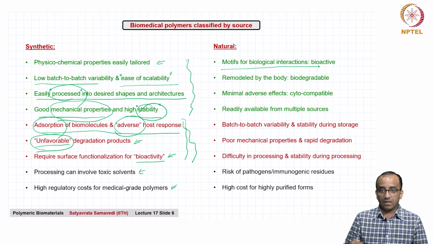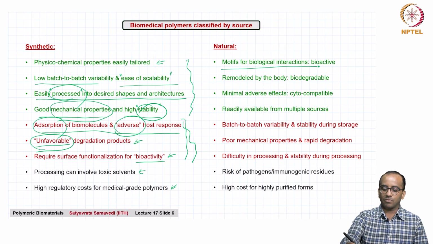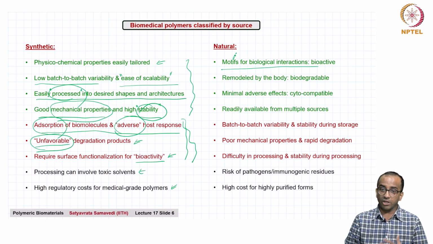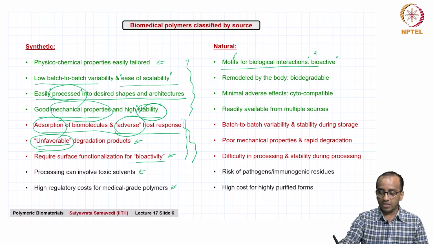Natural polymers are, as the name indicates, found in nature. So, many of them have motifs for biological interactions, which makes many of them naturally bioactive, proteins for example.